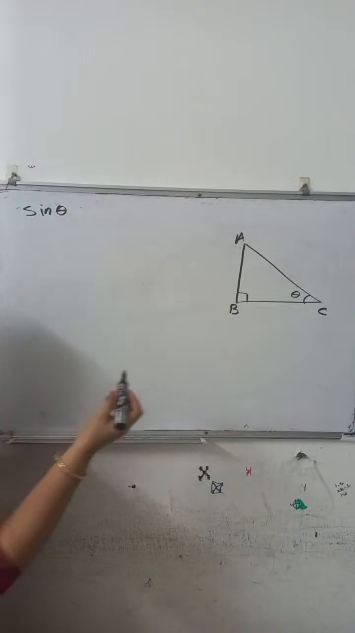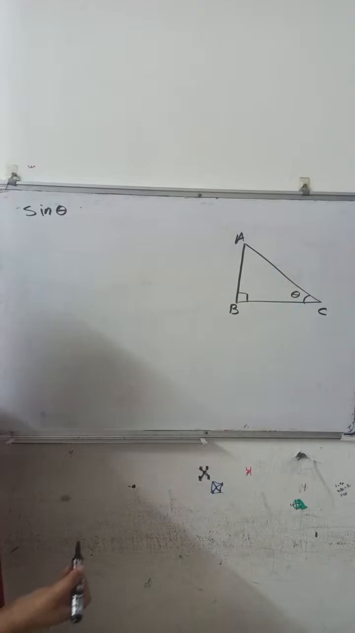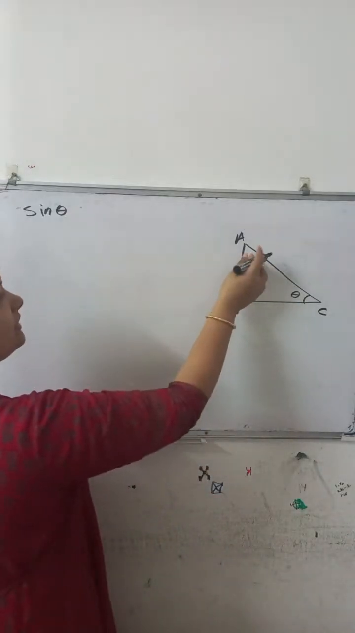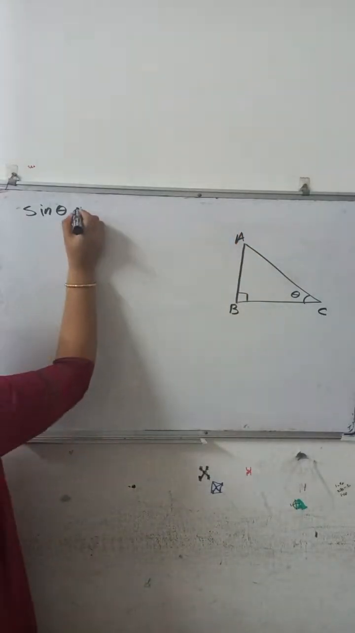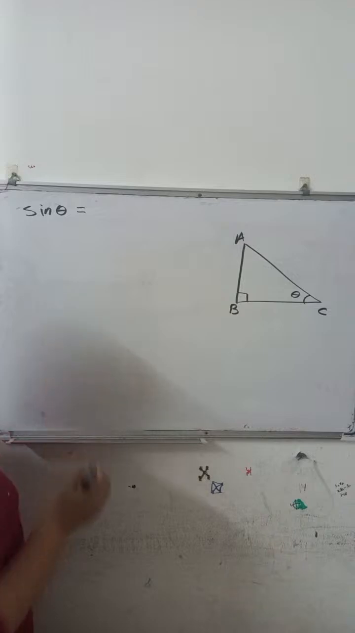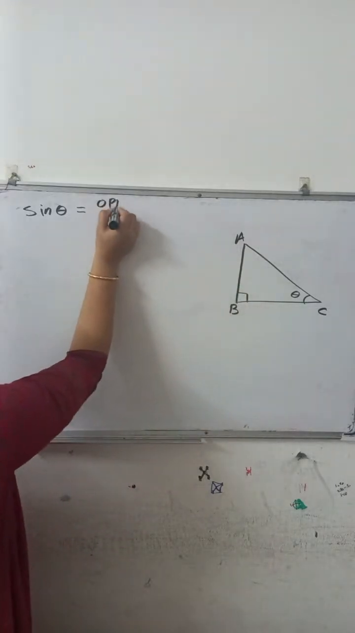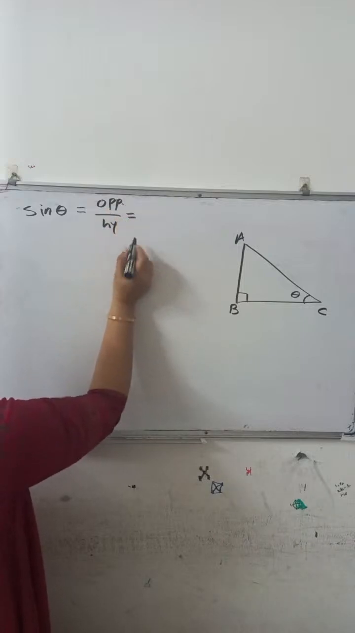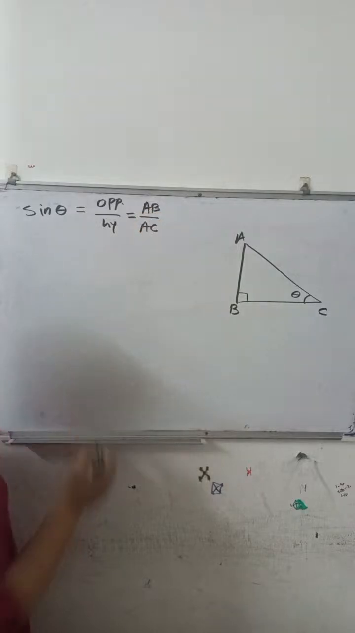Okay, sometimes they will ask sine theta, sometimes they will ask sine C, that is angle. Okay, here theta angle is C. Suppose if you are taking this as theta, then this is known as angle A. So sine theta is here how much? Sine is nothing but what? Always sine is nothing but opposite side by hypotenuse. Okay, so opposite here is AB and hypotenuse is AC.